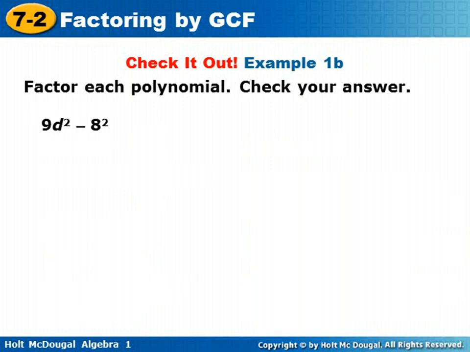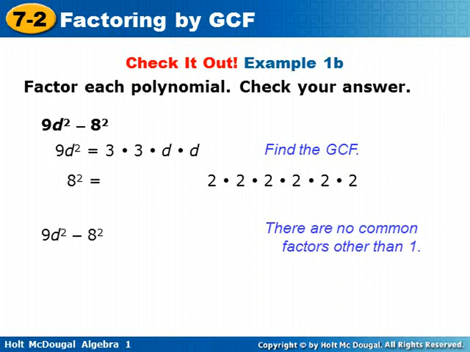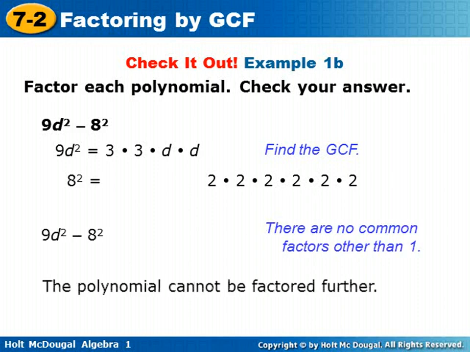This is a second example for you to try on your own, and then you can check back for your answer. 9d squared minus 8 squared. We're going to find the greatest common factor. 9d squared is 3 times 3 times d times d. And 8 squared would be 2 times 2 times 2, that's one of the 8s, and then 2 times 2 times 2, that's the second 8. There are no common factors other than 1. So 9d squared minus 8 squared cannot be factored further.